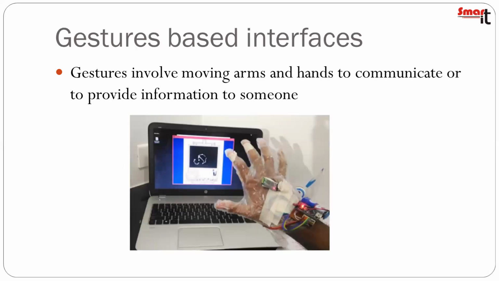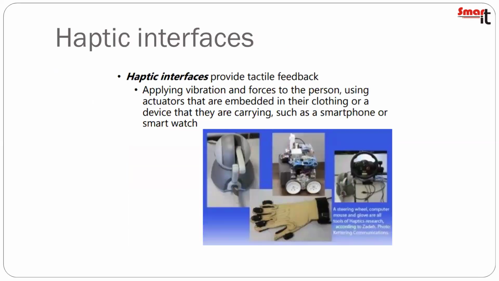And gesture-based interfaces involve moving arms and hands to communicate or provide information to someone. We try something with our arms, and it detects that pattern and writes it automatically like that. So that is gesture-based interfaces. And the haptic interfaces, the thing that I said I would describe in the previous slide, I said that I will describe this in the later slides. So this is called haptic interfaces.